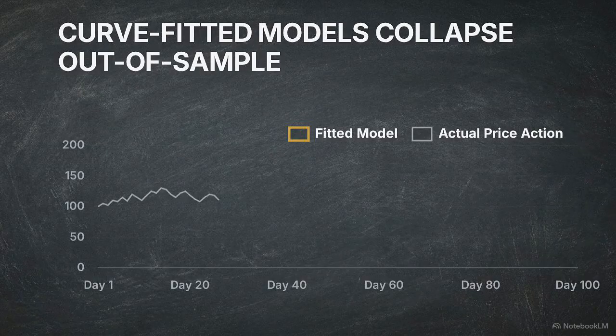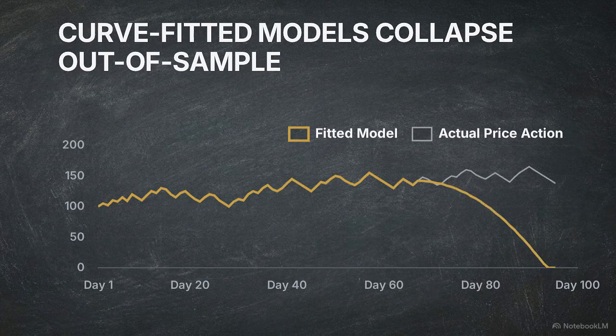By looking backward, we can fit a smooth curve to these data points, building a model that mathematically catches every peak and trough. But watch what happens when we feed this over-optimized model new out-of-sample data. Because it was built to map the specificities of the past, it diverges from the actual price action and collapses.